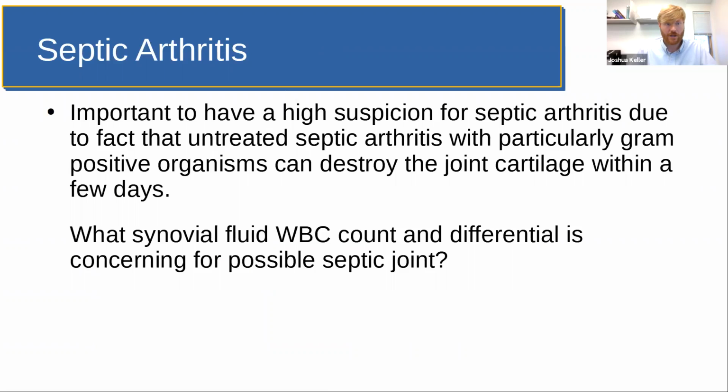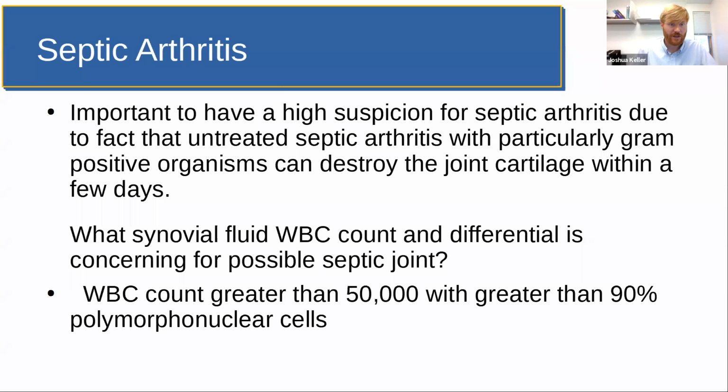Septic arthritis. Like I had mentioned, within a few days, gram-positive cocci septic arthritis will just totally destroy cartilage. So it's really important to get that addressed quickly. In terms of synovial fluid white blood cell count and differential, you would be really concerned for septic arthritis with anything over 50,000. Often we'll see 100,000, 150,000. I had a patient where the lab just stopped counting. They had over 350,000. And a lot of polys, over 90% polymorphonuclear cells.